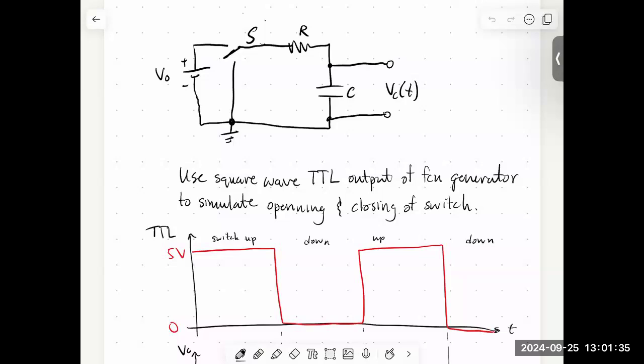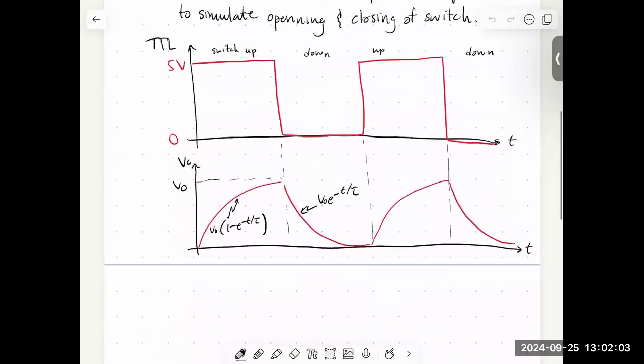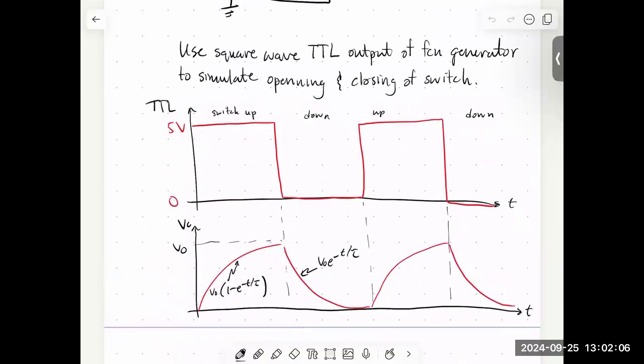And the idea is when the output of the function generator is 5 volts, that's like having the battery in the circuit and the capacitor starts charging. When the output of the TTL is 0, that's like connecting this terminal directly to ground. And so if you have a charged capacitor, it'll discharge through the resistor and the battery is not part of the circuit.